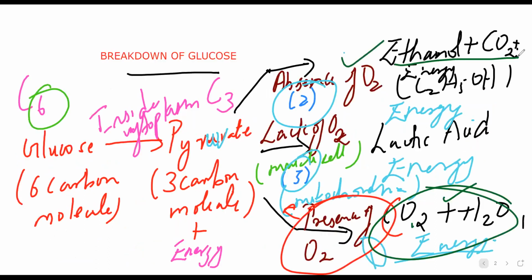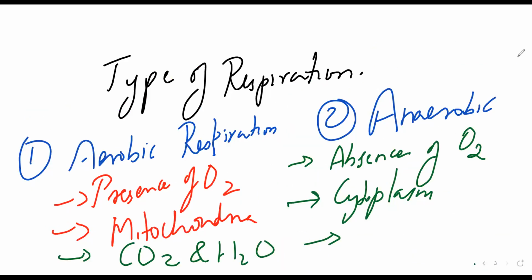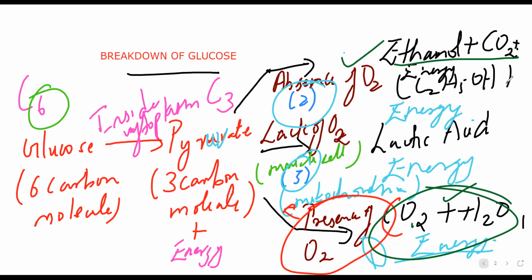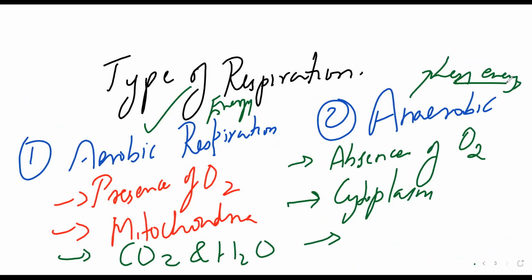Correct? So if you studied the previous diagram, you can write the explanation of this very easily. So where will we get more energy? In aerobic respiration, energy will be more. In anaerobic, less energy will be released. So if you study the previous diagram properly, you can write the difference very easily.